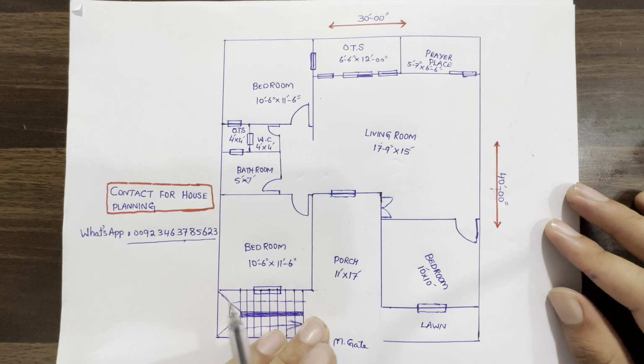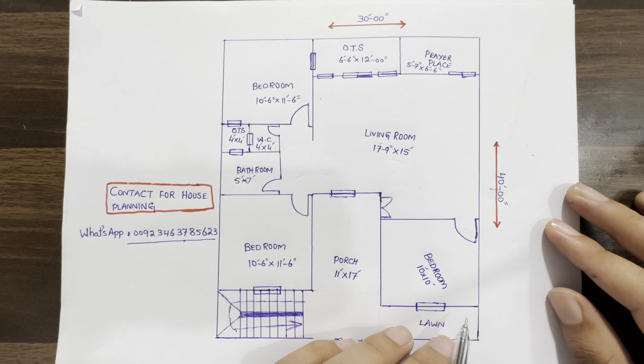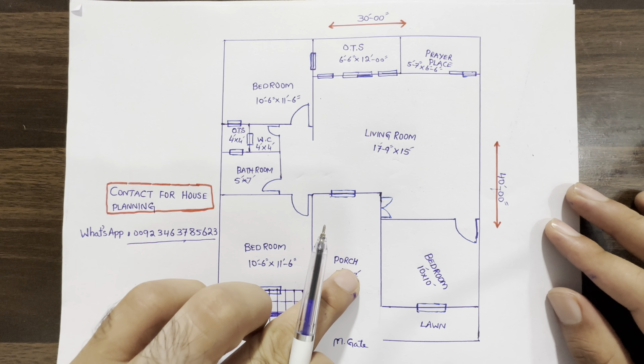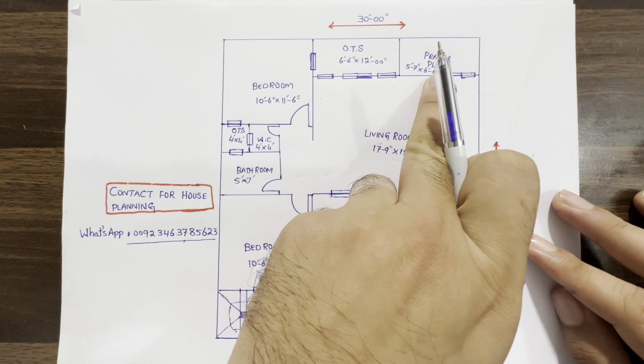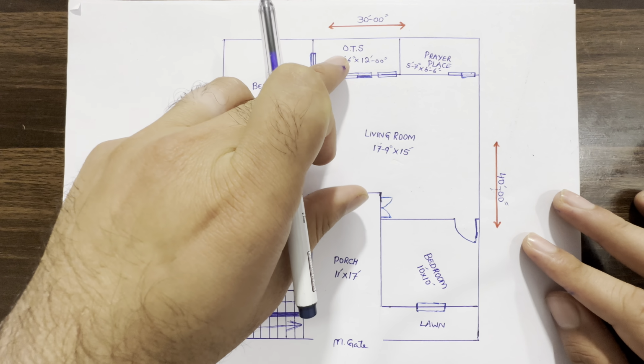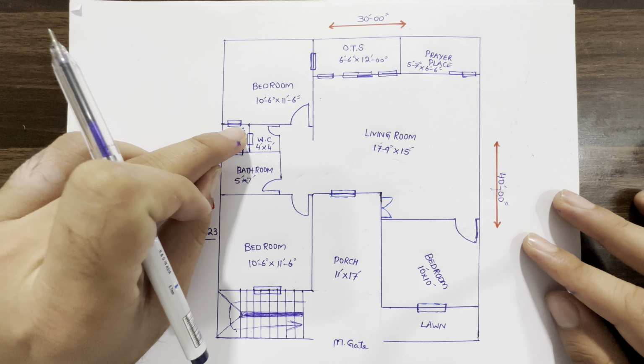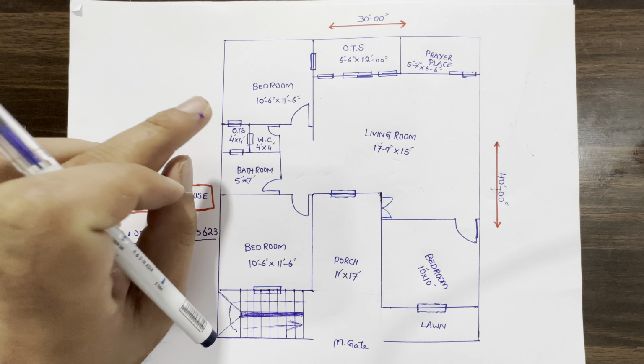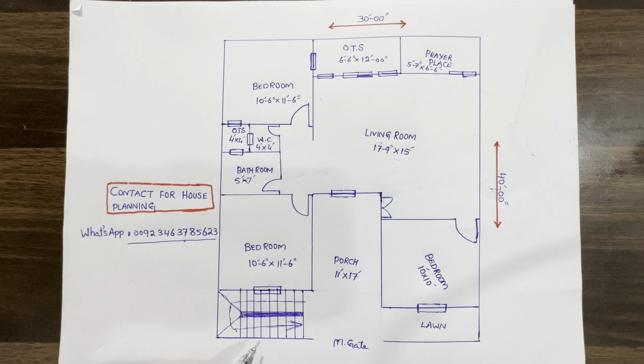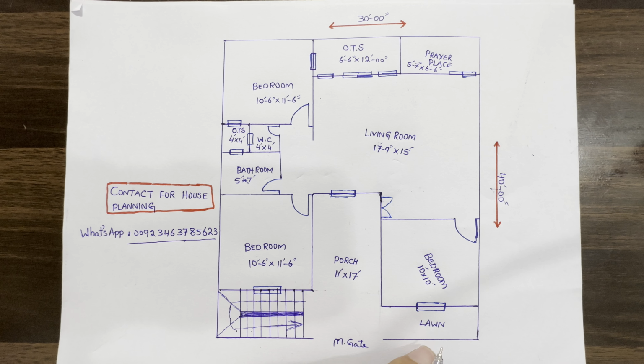Guys, in the dimensions of 30 by 40 feet, we have 3 bedrooms, car porch, living room, prayer place, 2 OTS, open to sky, and you can see this is bathroom. Also, we have closet. So here, guys, you can see this is a staircase and specially designed for the first floor. And you can see at the front side also we have a small lawn for flowers, etc. So also you can make a small garden here.